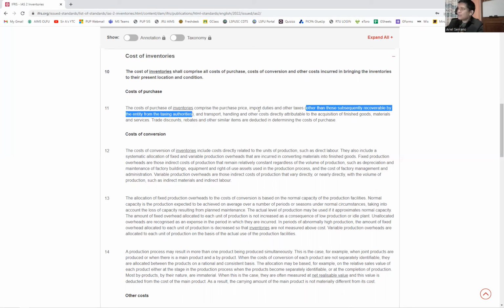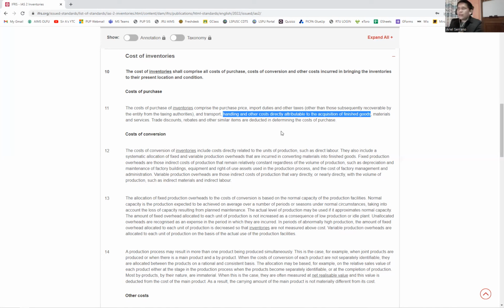Ibig sabihin, etong mga other taxes na ito are irrecoverable, hindi na natin marirecover. Okay? And transport, cost of transportation. So dito papasok yung mga freight in. Okay? Transportation in. Handling and other costs directly attributable to the acquisition of finished goods.